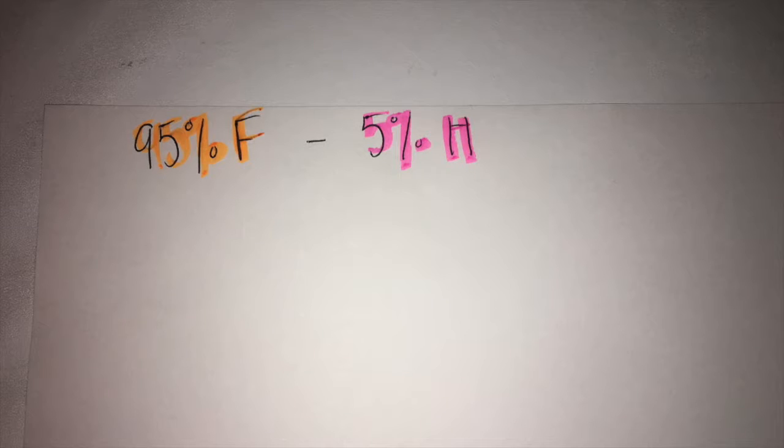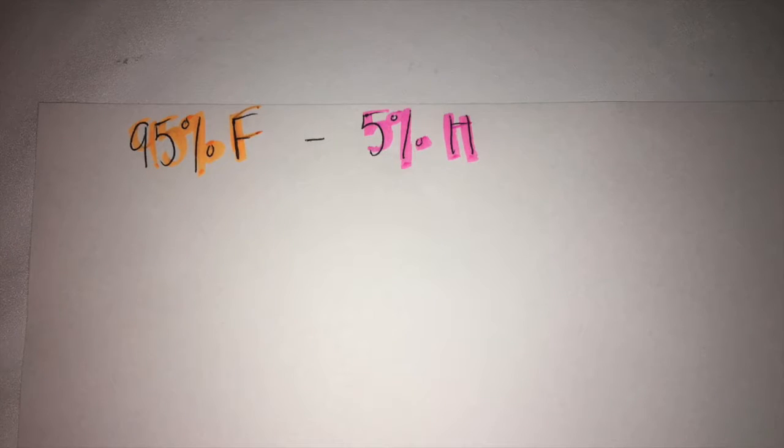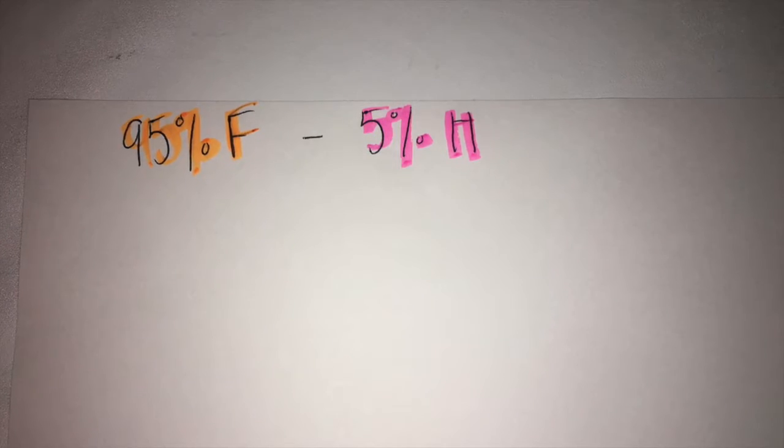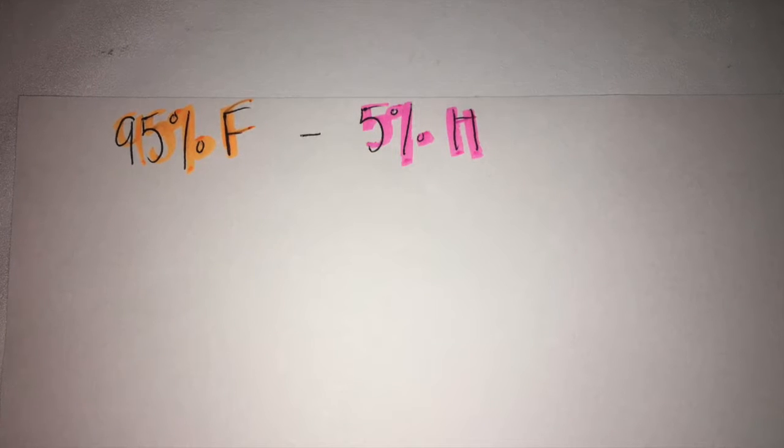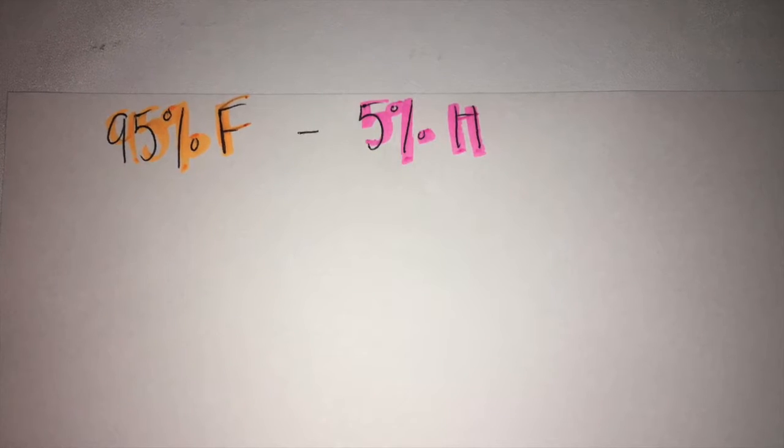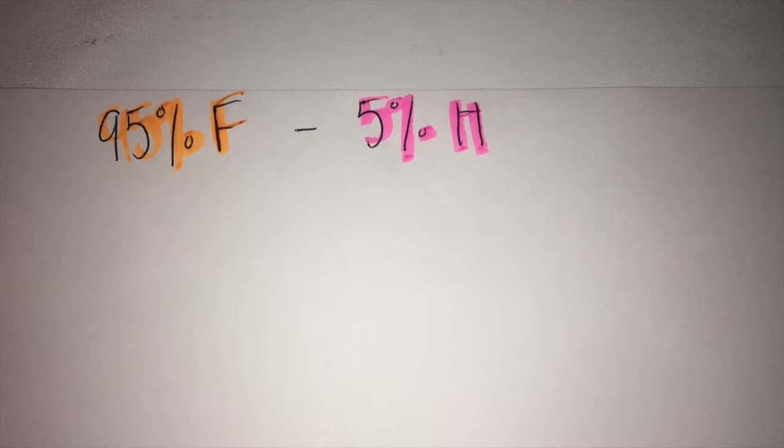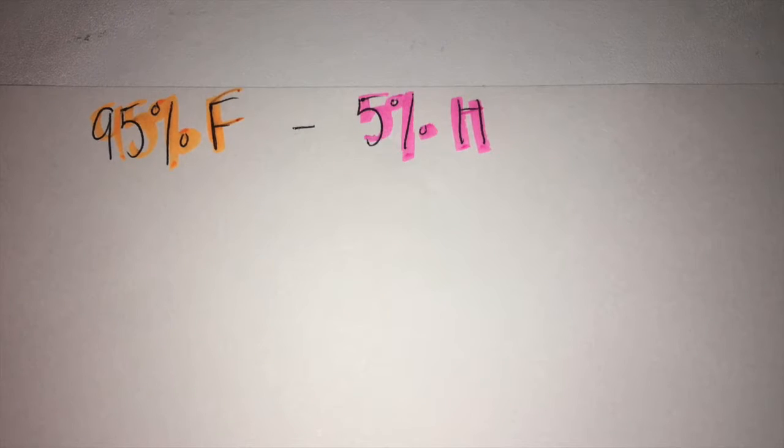To find the empirical formula, start with finding the number of grams of each element present in the compound. We are given that 95% of the gas is composed of fluorine and the rest is composed of hydrogen. That means that 5% of the compound is hydrogen. From here, we can convert the percent composition of each element into grams. We can assume there is a 100-gram sample of the compound, which means that there would be 95 grams of fluorine and 5 grams of hydrogen.